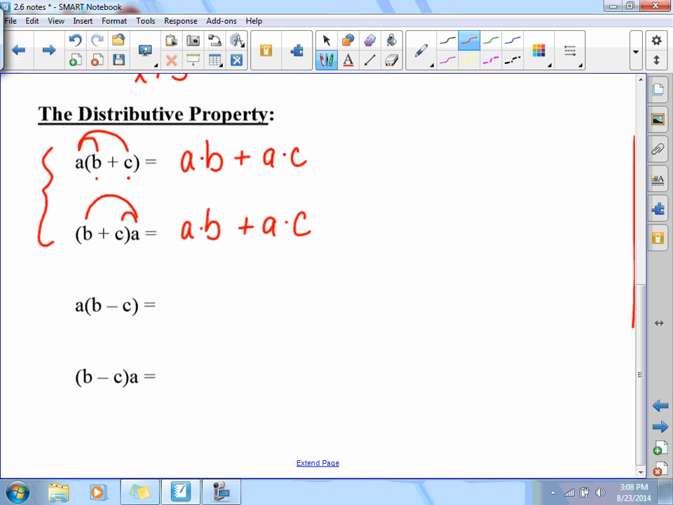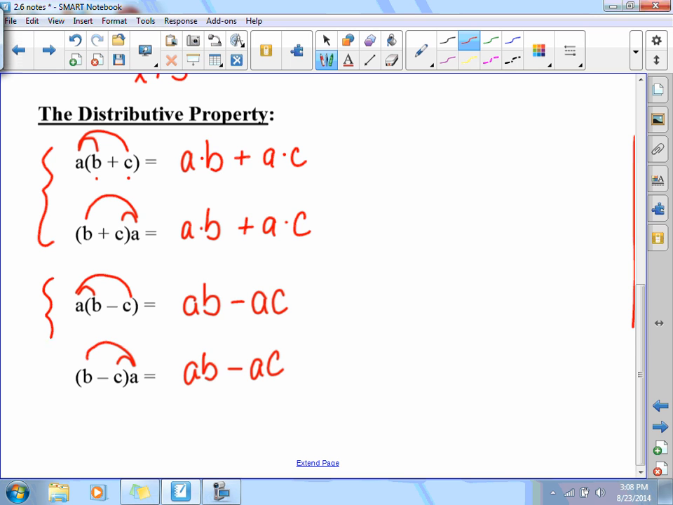And the rules work the same for subtraction. The A is still going to get distributed or multiplied by every term inside the parentheses. So we'll have AB minus AC. But subtraction is a little bit different for this other one. Or is it? We'll have A times B and A times C. So A times B minus A times C.